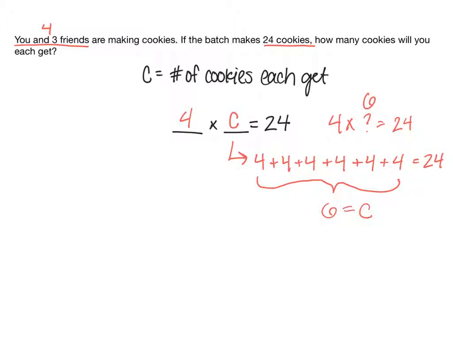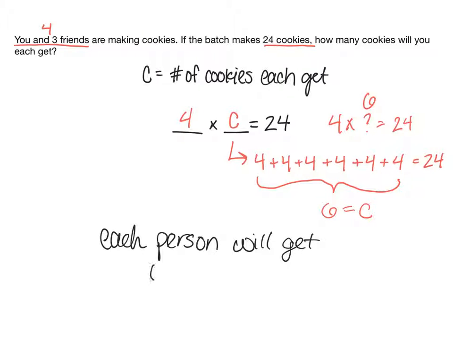Now that we have figured out C equals 6, we can write our answer, which is each person will get 6 cookies. After you write your answer, all you need to do is box your answer, and then you're done!